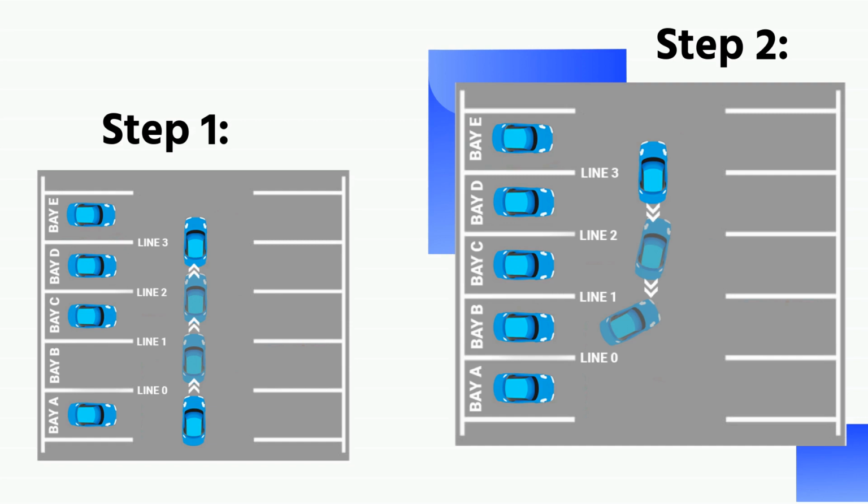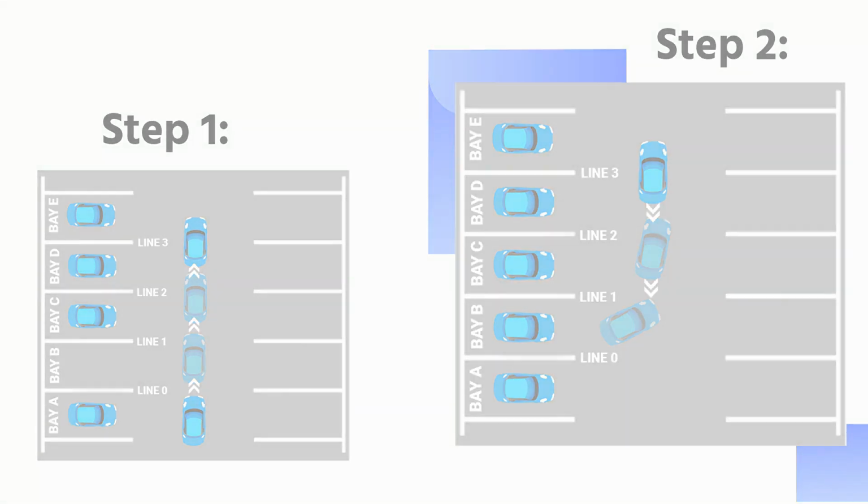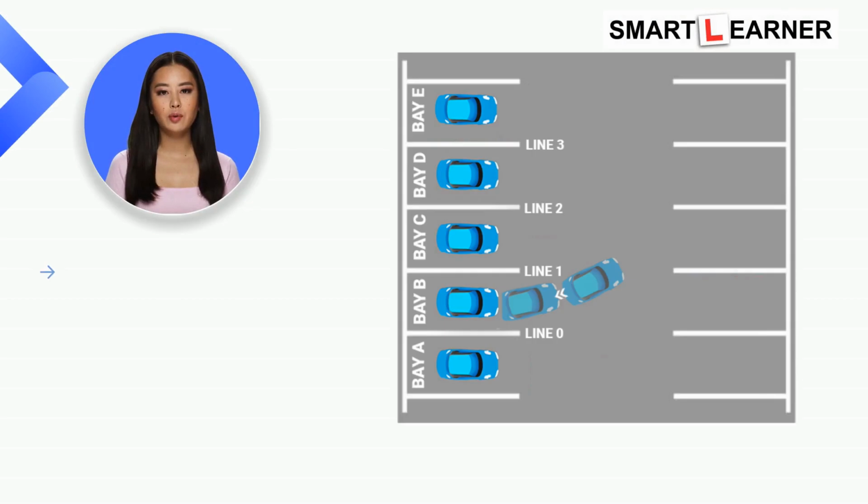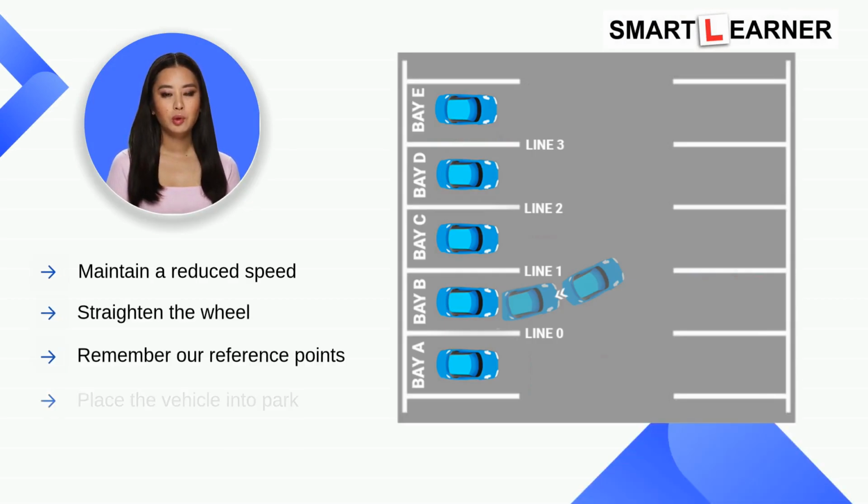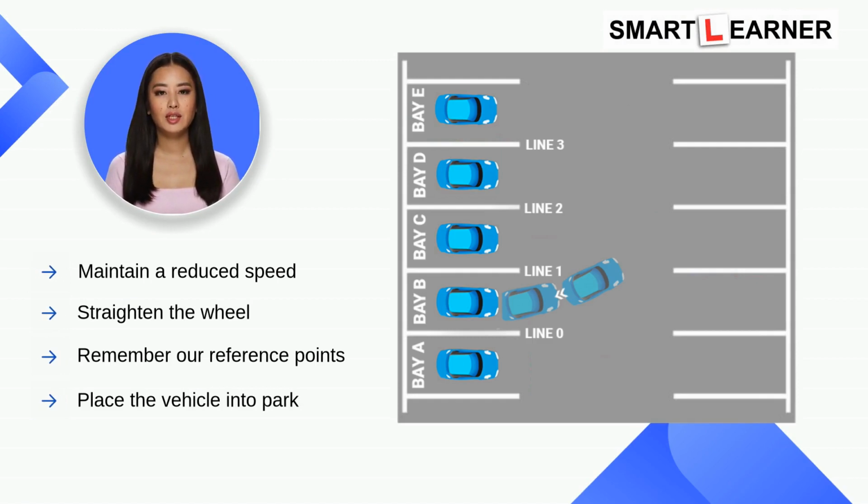It is essential to consistently monitor our blind spots, exercise vigilant observations, and maintain a slow pace, all whilst executing a full lock left turn of the steering wheel. During the process of reversing, it is of paramount importance to maintain a reduced speed, affording us sufficient time to react in the event of encountering any hazards.